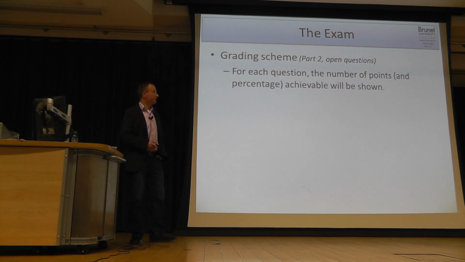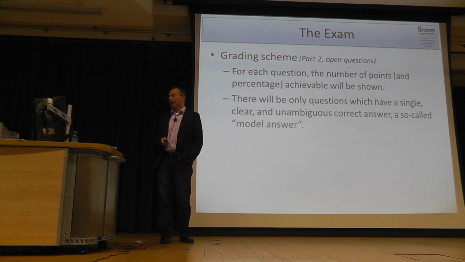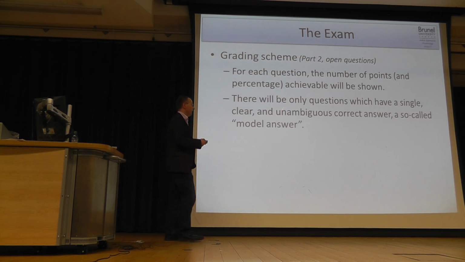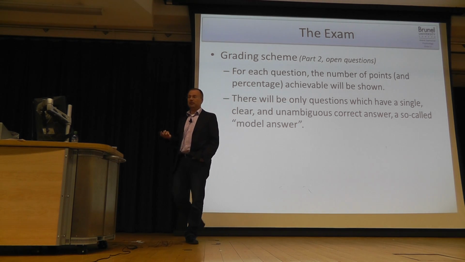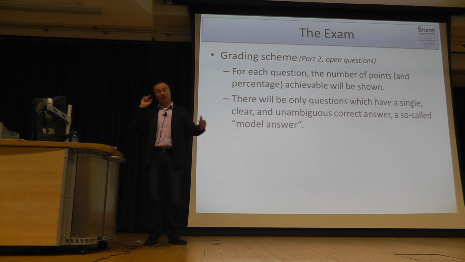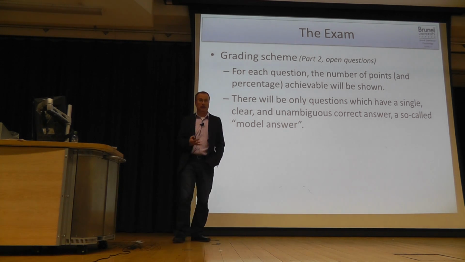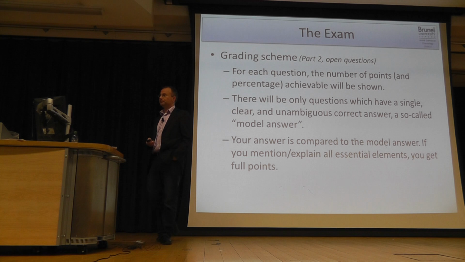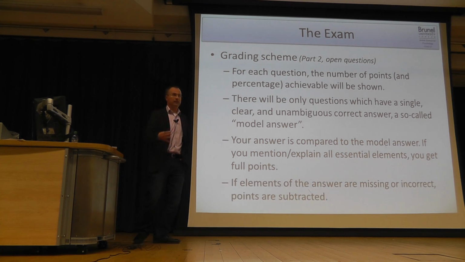Okay, for the open questions, I said for each question you will see the number of points, and the grading works so that for every question there is a kind of model answer. There are certain key things where I say, okay, I want to see these things, and if they're in, you get the full number of points for that. So there is usually an unambiguous correct answer. And if some things are missing or incorrect, then points are subtracted.